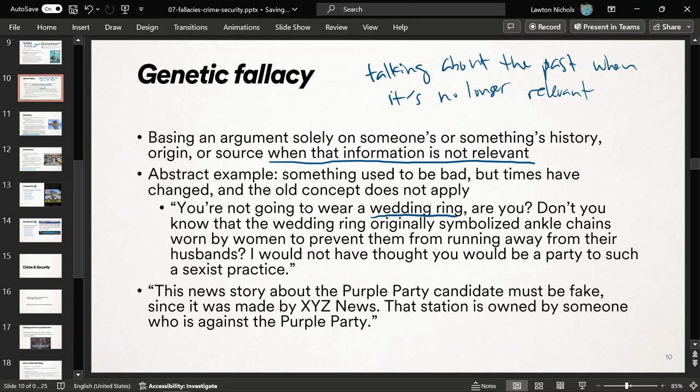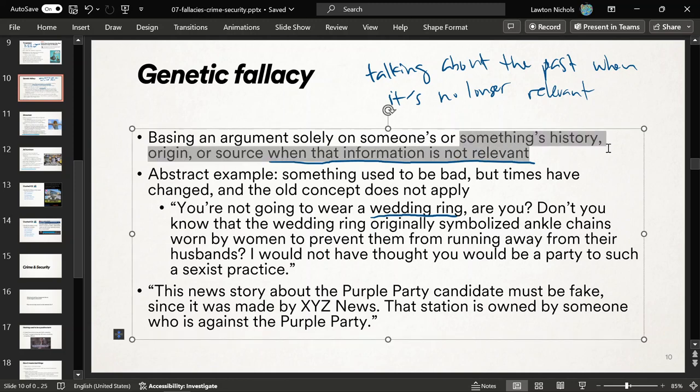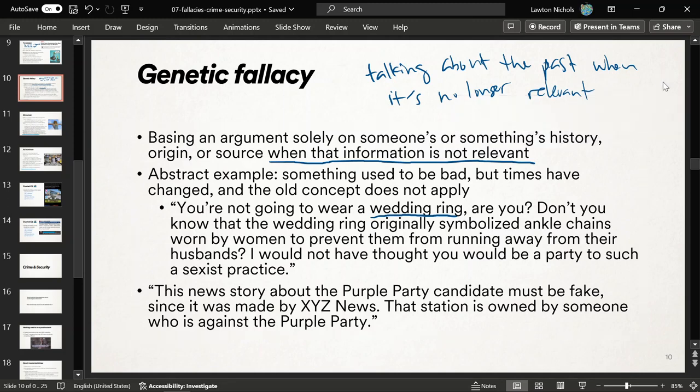It used to symbolize this. But nowadays, right, that is not at all what a wedding ring stands for. It's like the love between two people, yes? We think nothing about this. We've never even heard of this, most of us. So obviously the whole nature of a wedding ring has changed over time, and it makes no sense to use this argument. All right? That's the idea. So it's a bad argument because whatever your complaint is, it's not relevant. Okay? That's the genetic fallacy. It's like the history of something. You're trying to apply that history when in reality it doesn't apply anymore.